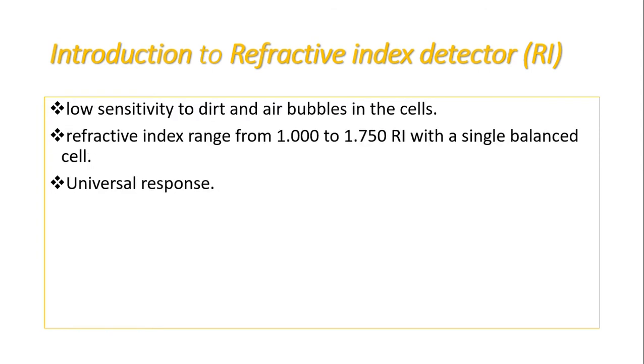It has low sensitivity to dirt and air bubbles in the cell. So if the cell is not totally clean, 100%, it will not matter, because it has low sensitivity to dirt and air bubbles. The refractive index range is from 1 to 1.75 RI with a single balanced cell. And the refractive index detector is considered a universal detector.